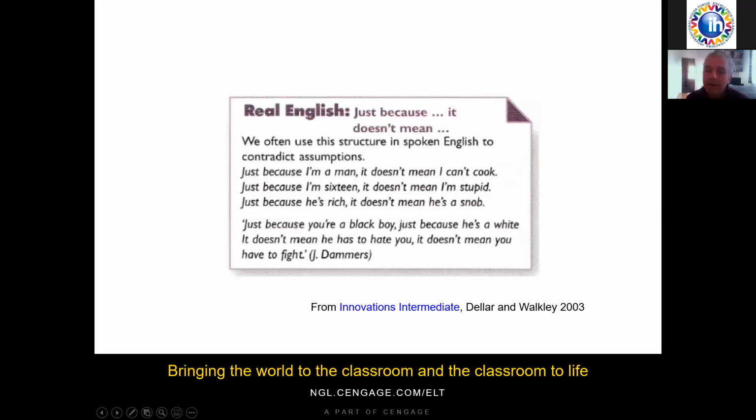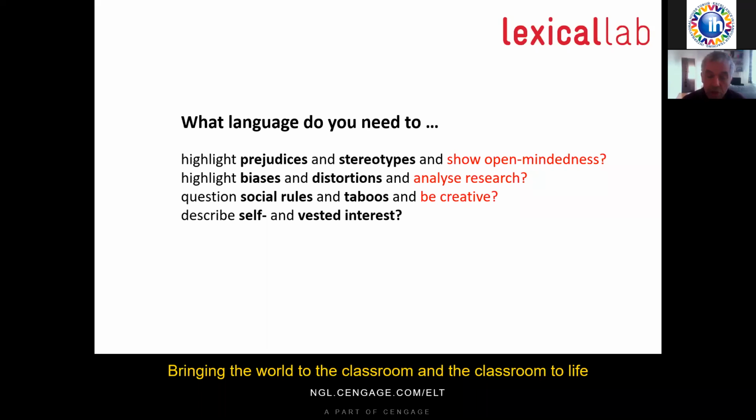So if we think about it first in terms of language, and here I've drawn out the things in that first definition of critical thinking. So highlighting prejudices and stereotypes, highlighting biases and distortions, questioning social rules and taboos, describing self and vested interests. My idea here is, first, what is the actual language that we need to fulfill these skills, if you like? So it's thinking that the students need the words to be able to highlight prejudice and stereotypes. They need the words and phrases to highlight biases and distortions.